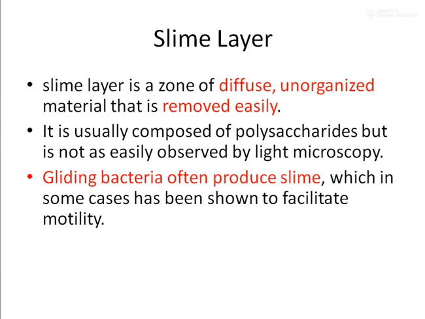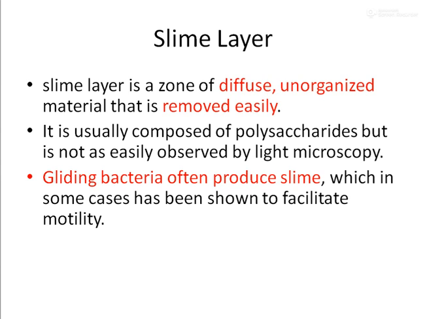A slime layer is a zone of diffuse, unorganized material present outside of the cell wall, and it can be removed easily. In the case of a capsule, it has been found to be thick, which means it is not easily removable. But in the case of a slime layer, it is easily removable, and it is a highly diffused and unorganized material found outside the cell wall.